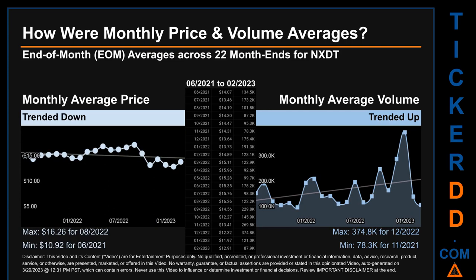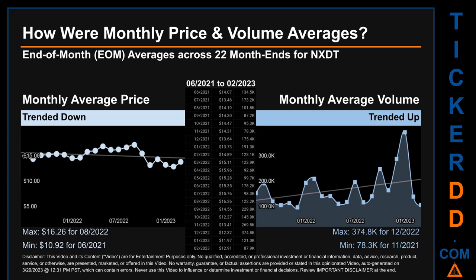How were price and volume averages for NXDT? Across 448 trading days, there were a total of 22 month ends, of which monthly averages for daily price and volume were calculated. Overall, monthly price average trended down while monthly volume average trended up. The maximum end-of-month average price was $16.26 for 08/2022 while the minimum was $10.92 for 06/2021.